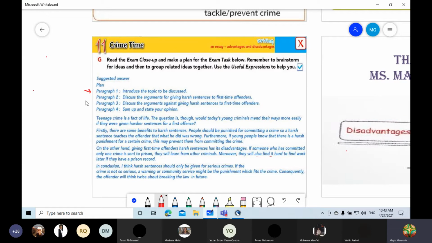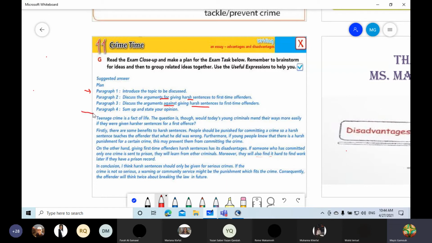In paragraph 2, which is the body paragraph, and it consists of two paragraphs, the first one is about the arguments for, and the word for here is a synonym for the word advantages. So in the first body paragraph we should discuss the arguments for giving harsh sentences or hard or tough punishments for the people who committed crimes for the first time, so to first time offenders. And in paragraph 3, the word against here is a synonym for the word disadvantages. So we should discuss the arguments against giving harsh sentences to first time offenders.